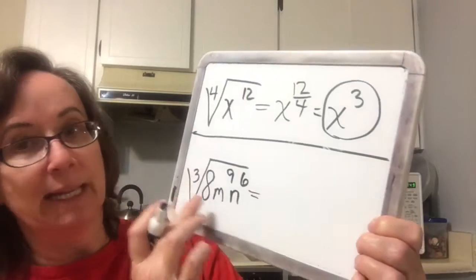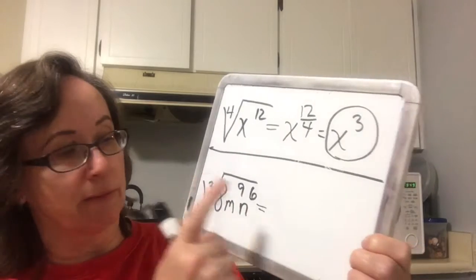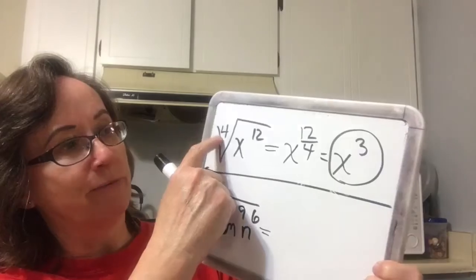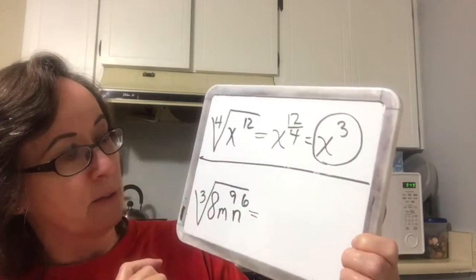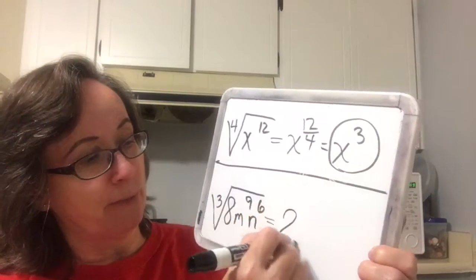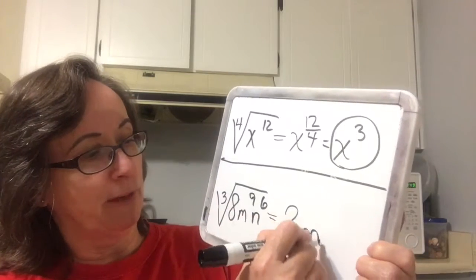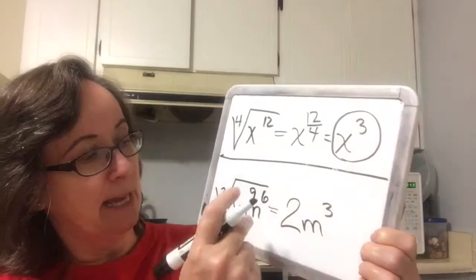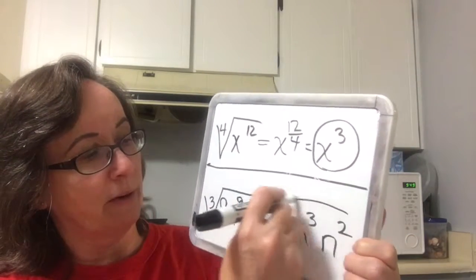This one is perfect because 9 divides by 3 and 6 divides by 3. Now 12 divided by 4, I ended up with a 3 when I put it into the rational exponent form. So the cubic root of 8 is already perfect. The cubic root of m to the 9 is already perfect. We pull it out as 9 divided by 3, and 6 divided by 3 is 2, so we get an n squared.